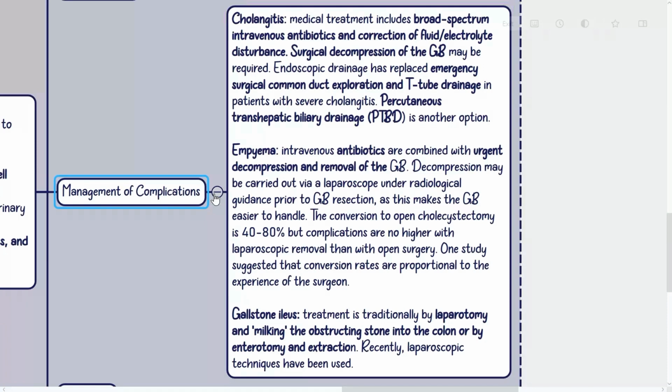MPMA: intravenous antibiotics are combined with urgent decompression and removal of the GB. Decompression may be carried out via a laparoscope under radiological guidance prior to GB resection, as this makes the GB easier to handle. The conversion to open cholecystectomy is around 80%, but complications are no higher with laparoscopic removal than with open surgery. One study suggested that conversion rates are proportional to the experience of the surgeon. Gallstone ileus. Treatment is traditionally by laparotomy and milking the obstructing stone into the colon or by enterotomy and extraction. Recently, laparoscopic techniques have been used.